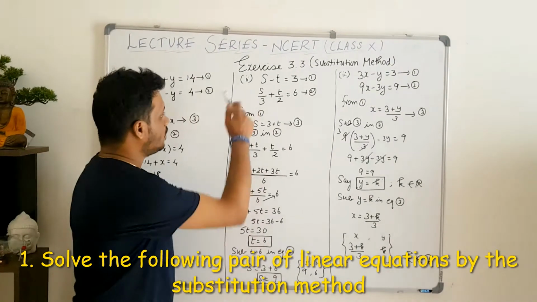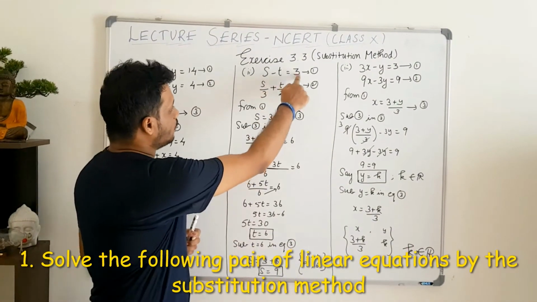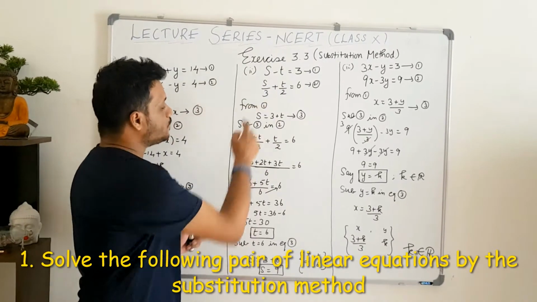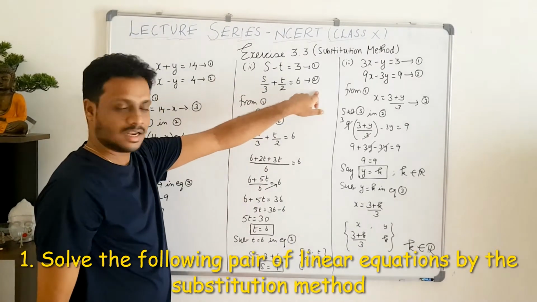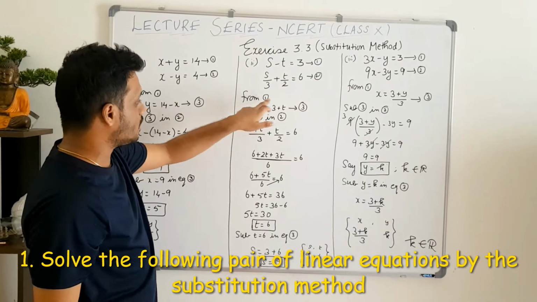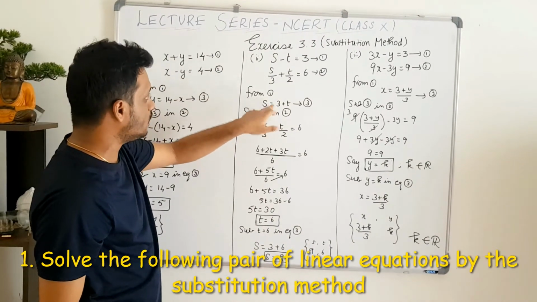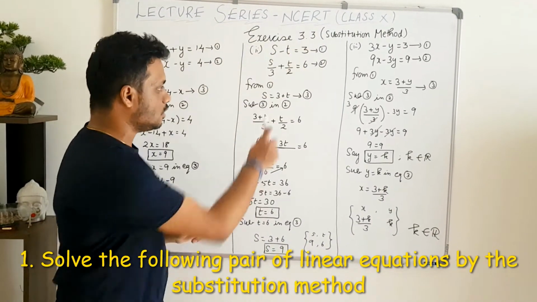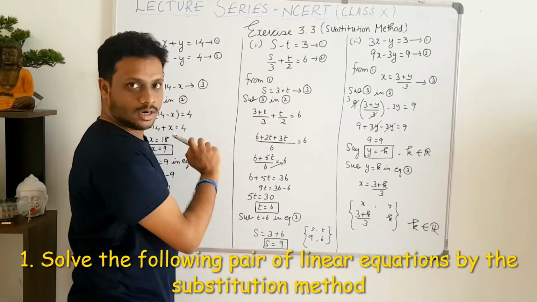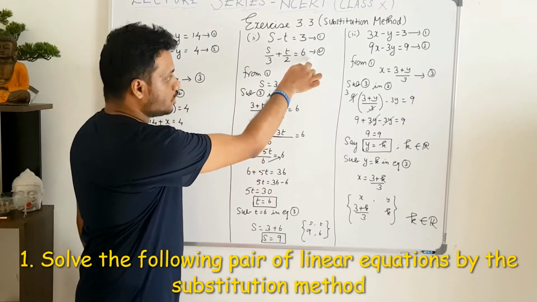And moving on to the second one, here we have s minus t equal to 3 as the first equation and s by 3 plus t by 2 equal to 6 as the second equation. So again I am doing the same thing, I am taking the first equation and I am finding s from it. So s will be 3 plus t, t goes to the other side. So I get the new third equation. This third equation is substituted back in the second.